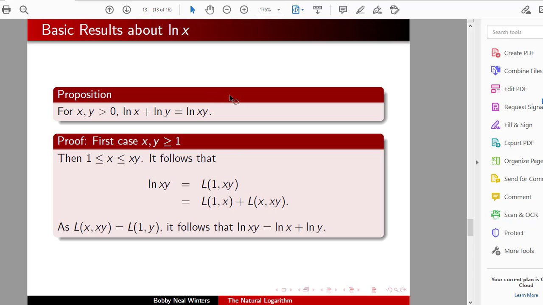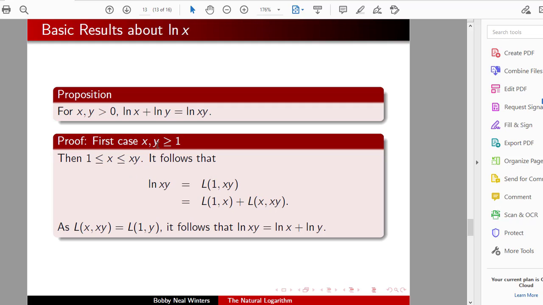We can now go ahead and do some basic results about the natural log of x. So if we have x greater than 0 and y greater than 0, the natural log of x plus the natural log of y is equal to the natural log of x times y. And so we case this out. I'm going to do one case and then flip through the other pages so that you can look at them. But those of you who are enrolled in the class have the slides. It's just checking things. This is a lot of things to check.